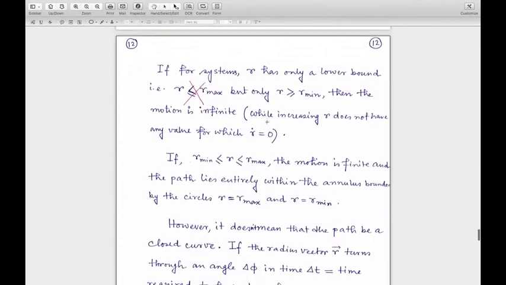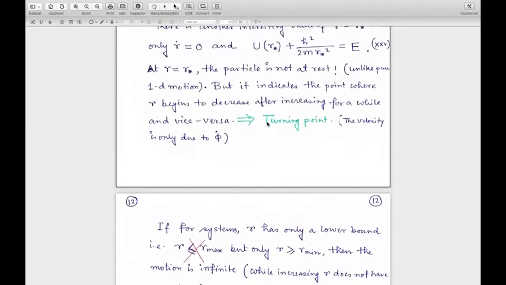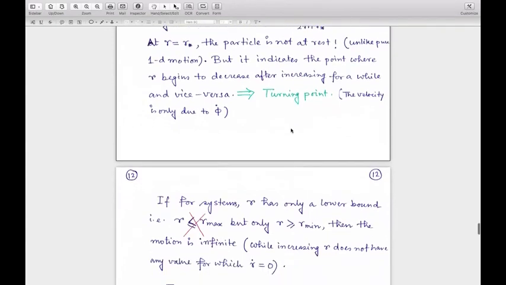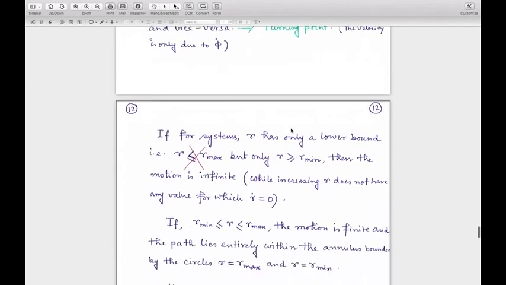Now let us also try to make a correspondence. That was the correspondence of turning points between the true one-dimensional problem and the effective one-dimensional problem. For the true one-dimensional problem, the particles really do come to rest at turning points. Here it is not so.